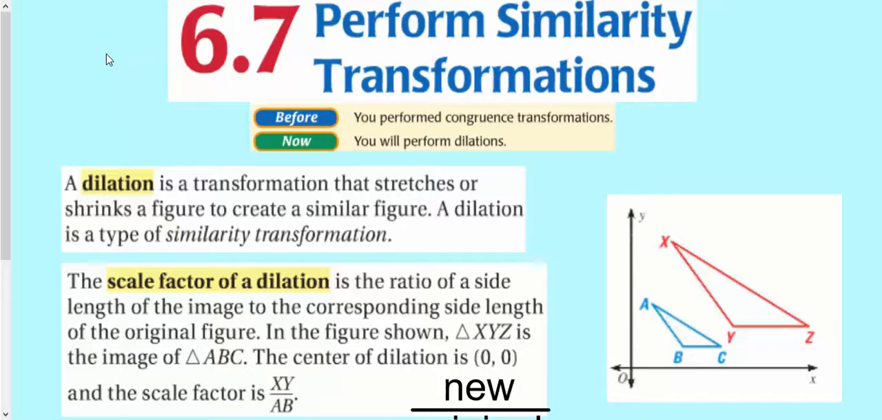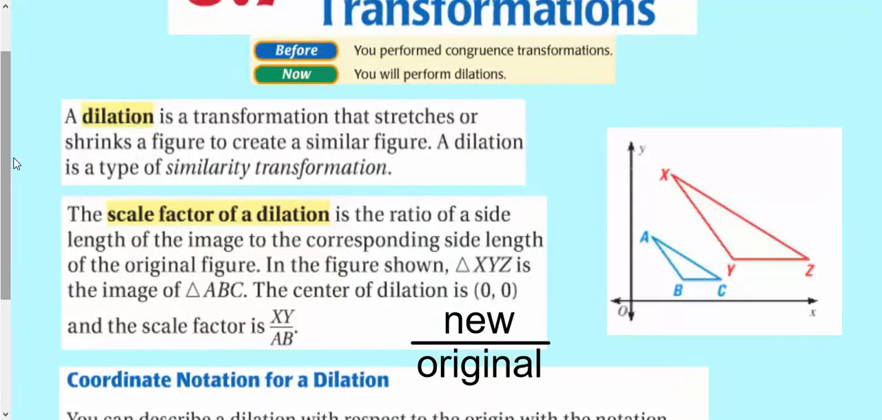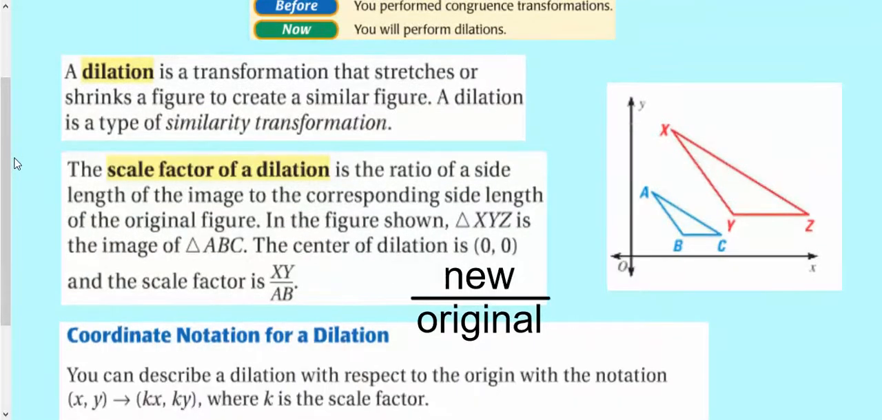And so when we did congruent transformations, we did slides and reflections and rotations. The figures stayed the same. They were just in different spots on the grid. The scale factor is the ratio of the side length of the image to the corresponding side length of the original figure. The image is the new figure. And so when we have our scale factor, it's the image or the new one over the original one. And so sometimes you're going to have a dilation where it grows, and sometimes it's going to be a shrink.